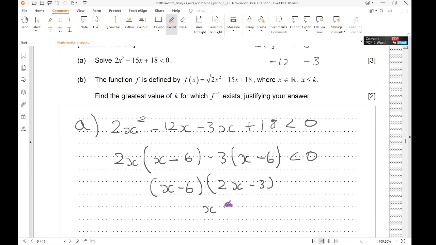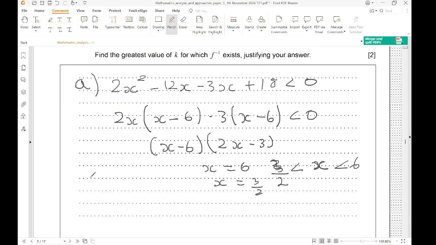So x is equal to 6, and then x is equal to 3 over 2. So x has to be less than 6 but greater than 3 over 2 to satisfy this. 3 over 2. There we go.